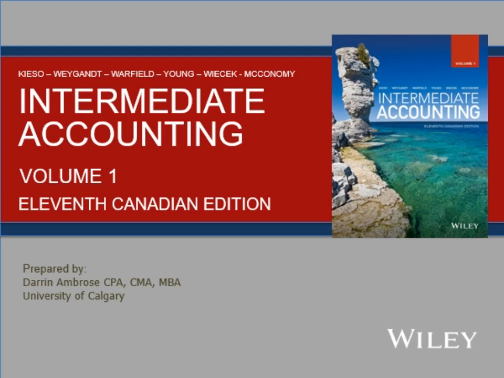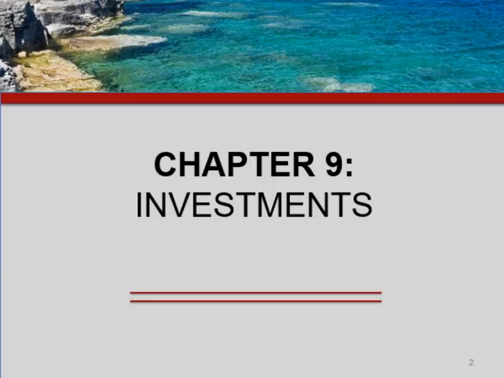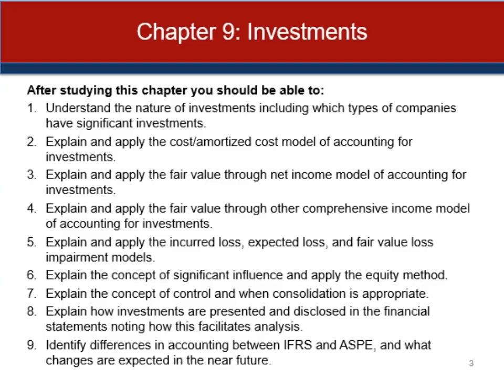Business 353, Volume 1 of the Wiley text by Kieso, and we are referring to investments in this chapter, Chapter 9, dealing with investments. So, our learning objectives are listed here. The main concepts covered in this chapter are the different types of financial and asset investments in basic equity and debt instruments, and the various models used to account for them.